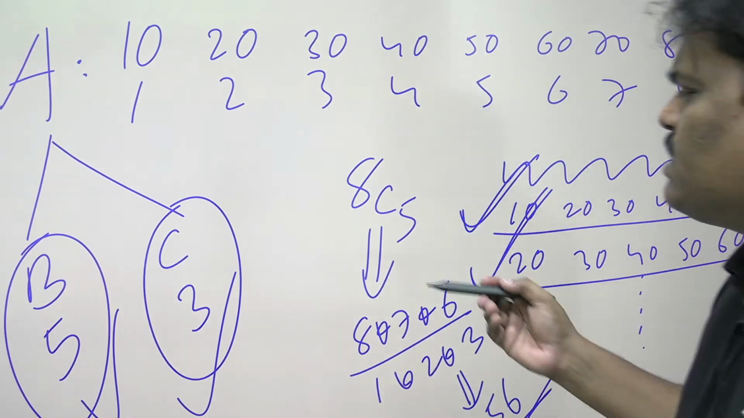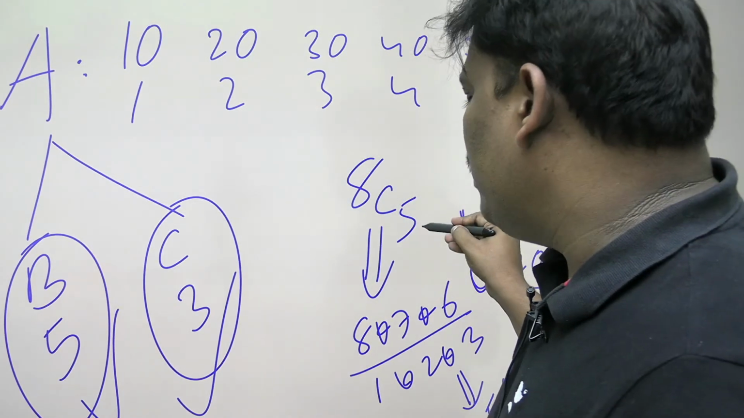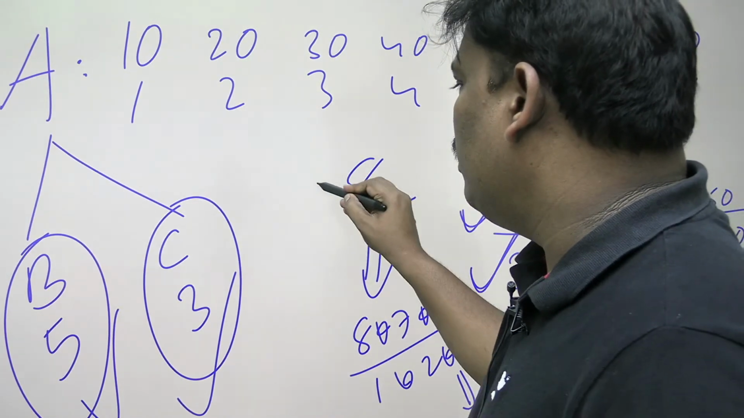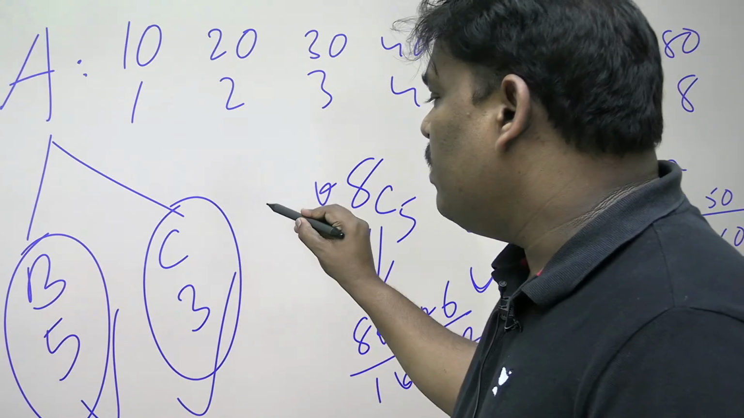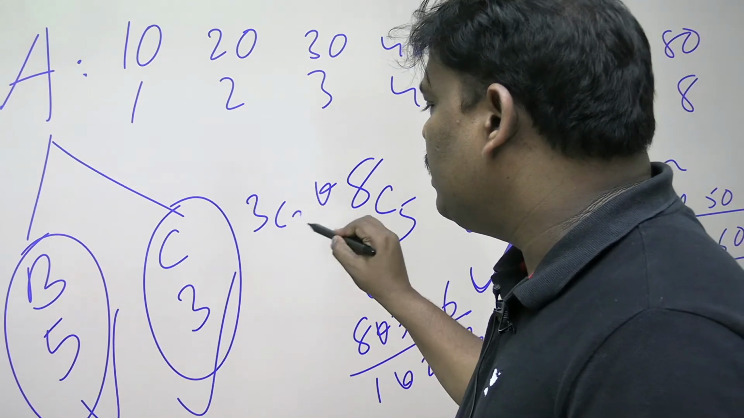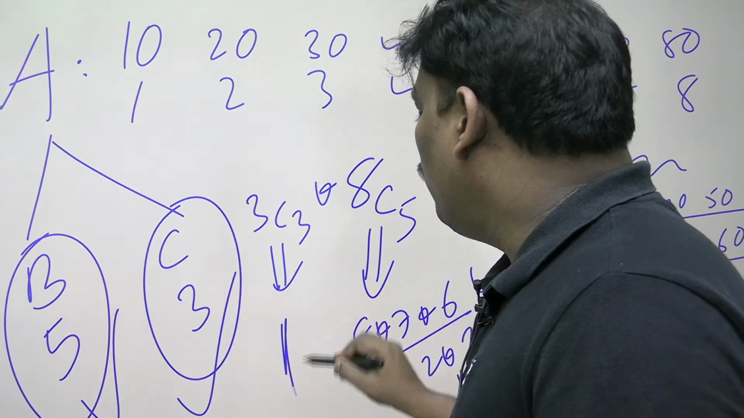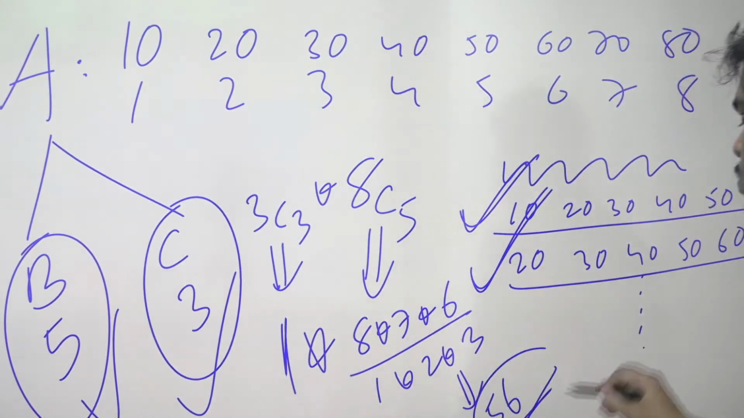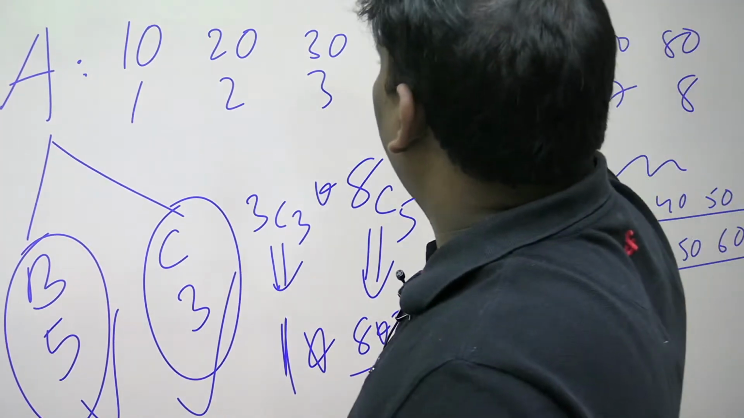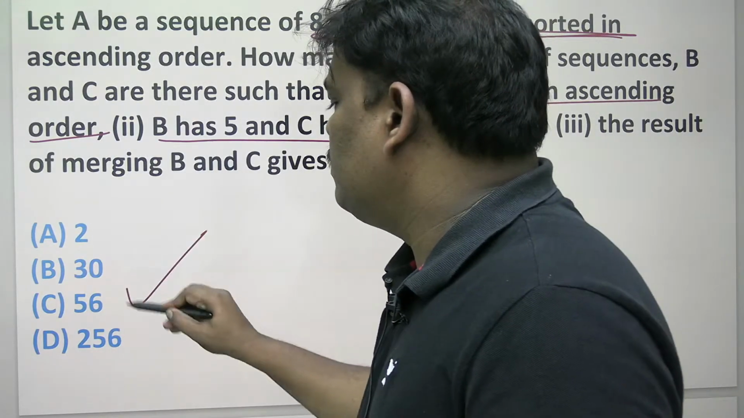Now some people are asking, sir, out of 8 selecting 5 is 8C5, that's okay, but what about the C? Right, remaining people are 3. Out of 3 selecting 3, one way. So 1 into 56 is 56. So the answer is 56.